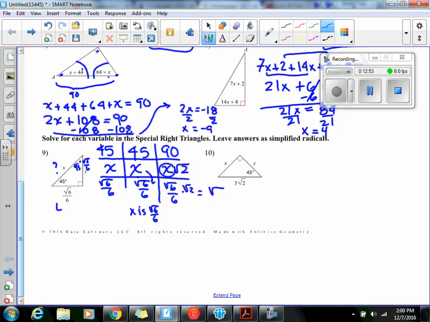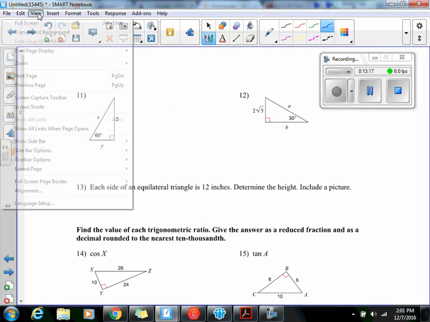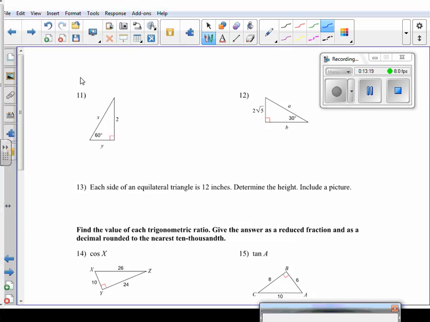That's radical 12 over 6, and radical 12 breaks down into radical 4 times radical 3, which is 2 radical 3 over 6, which continues to break down. 2 over 6 reduces to 1/3, so this is radical 3 over 3. All right, so that is the very first page. Here is the next page.